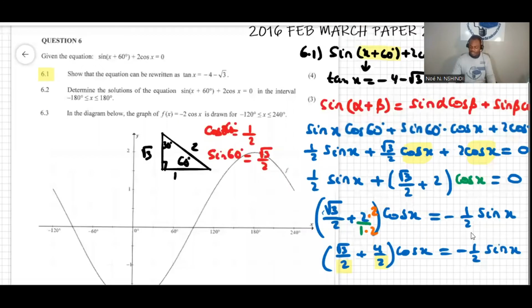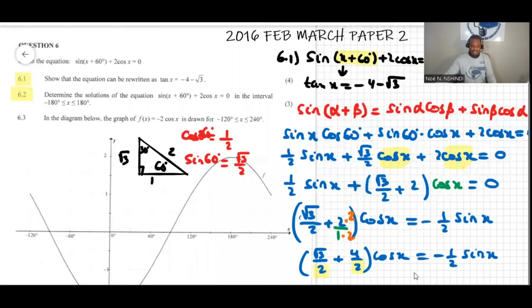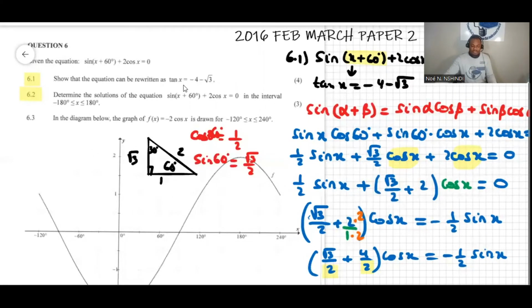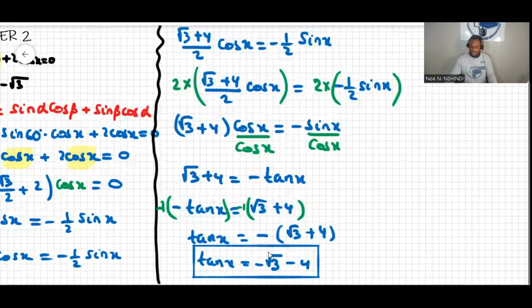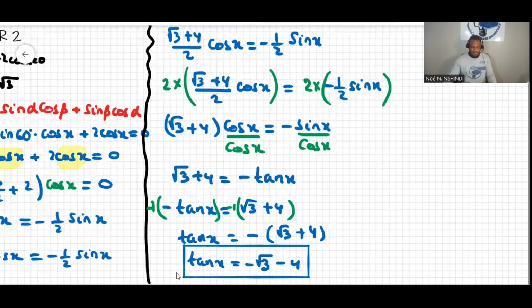Now the following question is 6.2. Excuse me. The question says determine the solution of the equation in the interval negative 180 degrees to positive 180 degrees. We already simplified this equation in the previous question, 6.1. We got tan x equal to negative √3 minus 4.